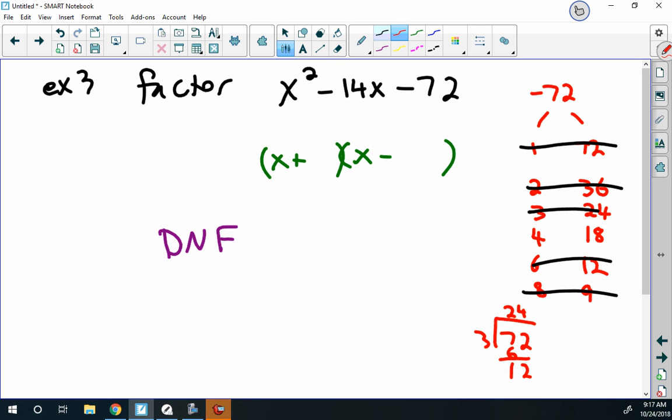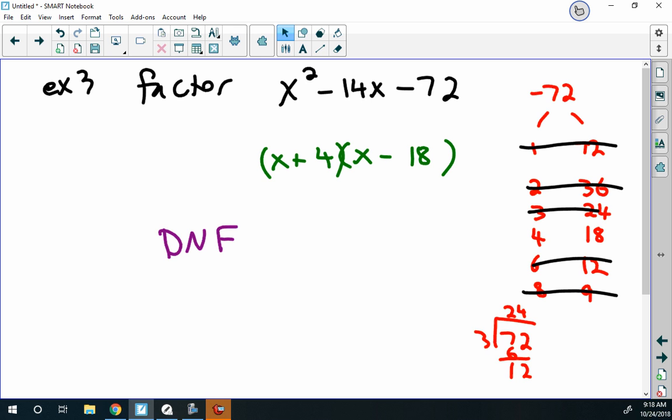Okay, so now I've got to figure out which one's going to go where. I want 4 and 18 to add up to be negative 14. So which one's going to get the negative sign? 18. So 18 is going to go here. 4 is going to go here. And as they say, whoop, there it is. How do we feel about that? Pretty good?